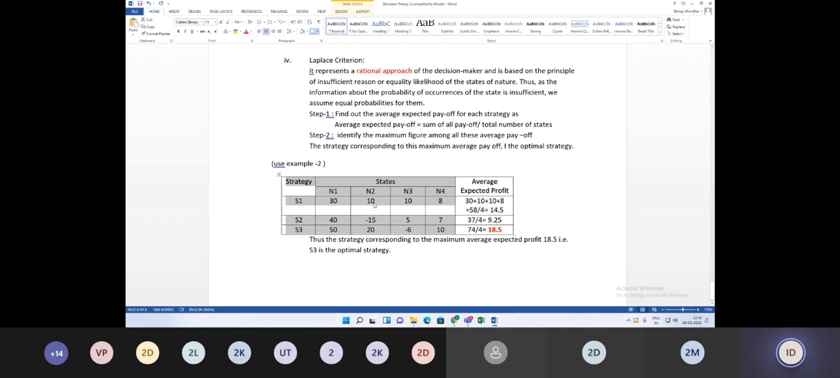What is the average? 30 plus 10 plus 10 plus 8. How many states are there? Four states. So 30 plus 10 plus 10 plus 8 is 58, divided by 4 is 14.5. Similarly, the second strategy: 40 plus minus 15 plus 5 plus 7, the total is 37, divided by 4 is 9.25. And the last strategy: 50 plus 20 plus minus 6 plus 10 is 74, right? Something is wrong. What is wrong? Tell me.